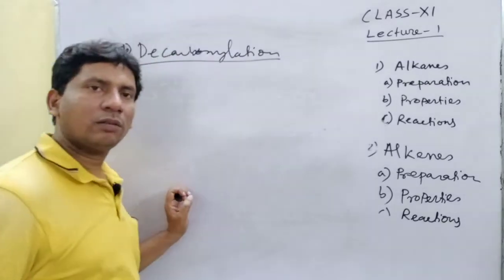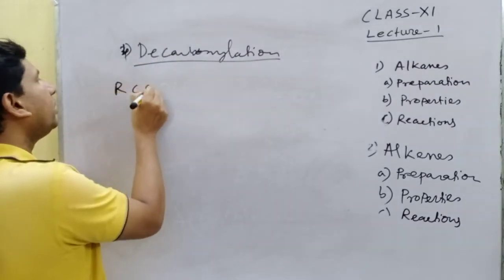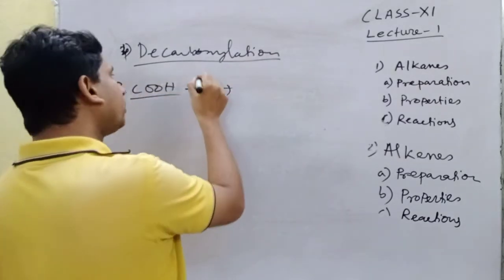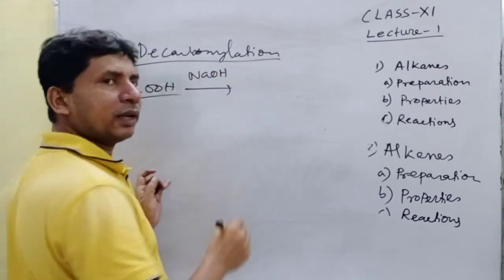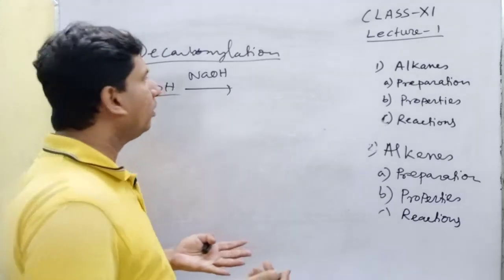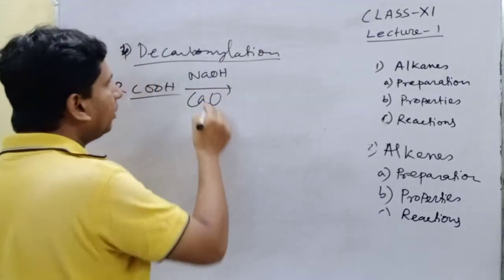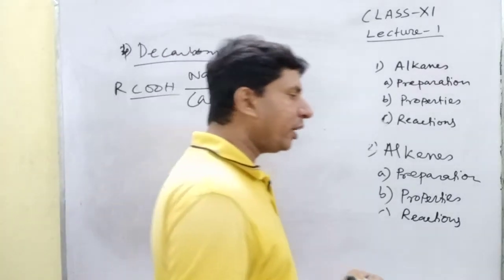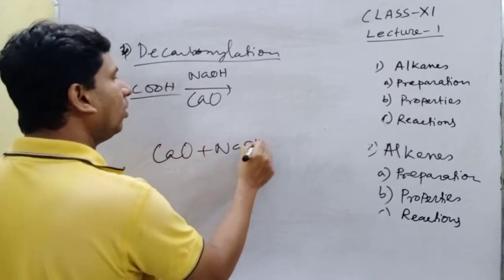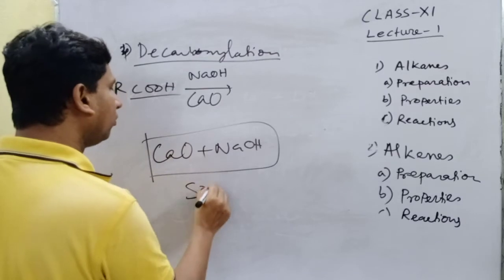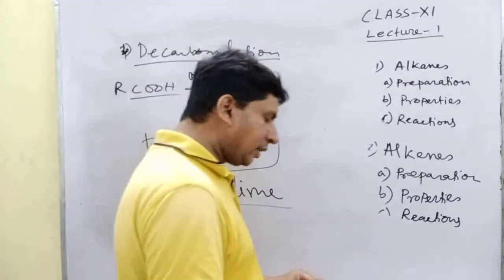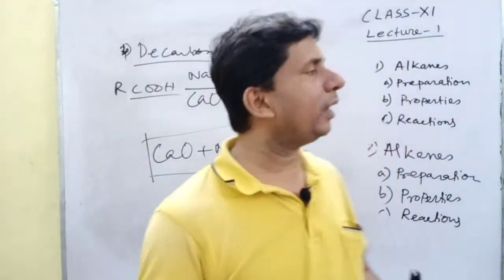What is decarboxylation? RCOOH, this is the carboxylic acid group. In the presence of sodium hydroxide and calcium oxide, this calcium oxide plus sodium hydroxide is known as soda lime.